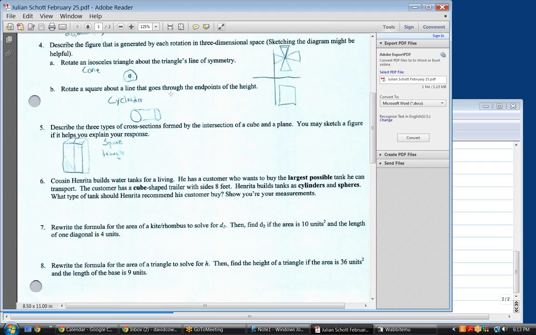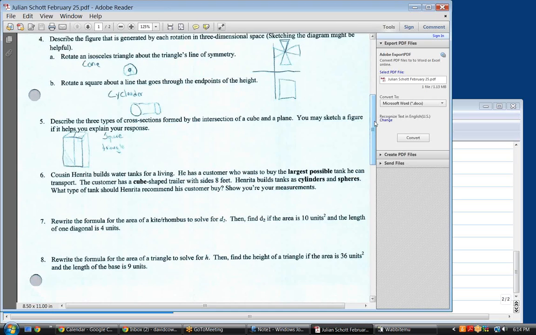Rotate a square about a line that goes through the endpoints of the height. Well, the endpoints of the height are these 2 points here. And if you rotate that about those endpoints, you get, oddly enough, a cylinder. I mean, it is a little odd that you start with a square and end up getting a cylinder, and if you start with a triangle, you end up getting a cone. You wouldn't expect that until you start thinking about how that thing would look.